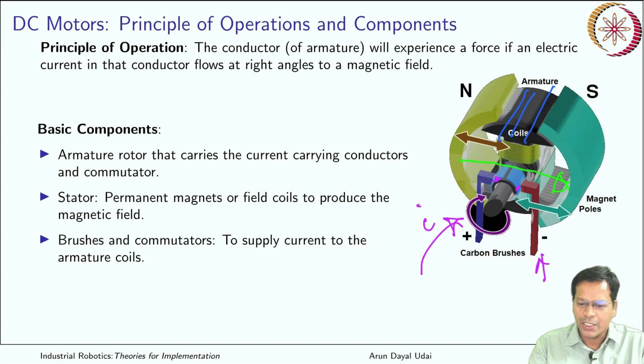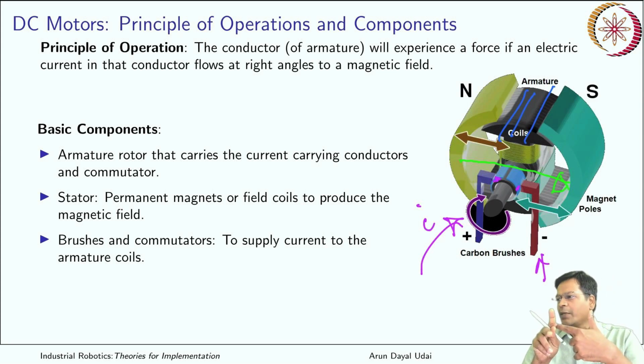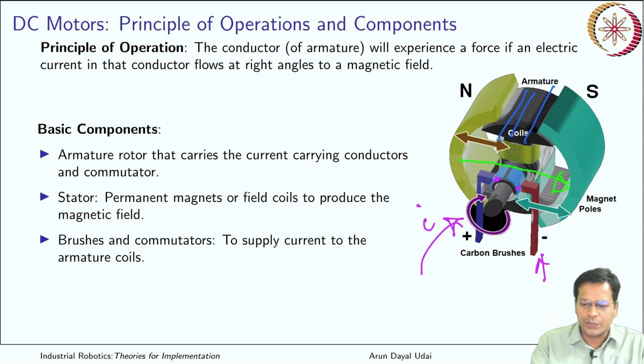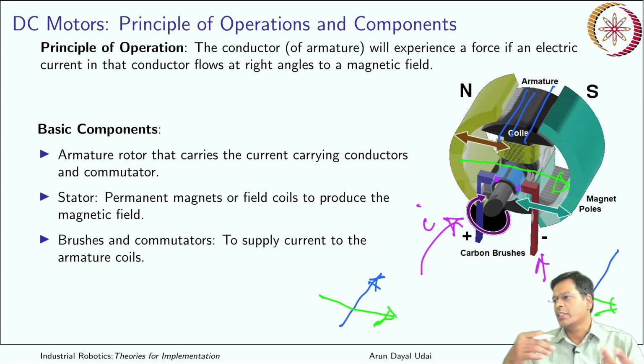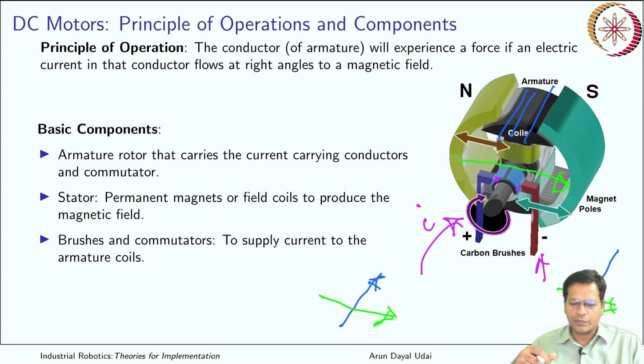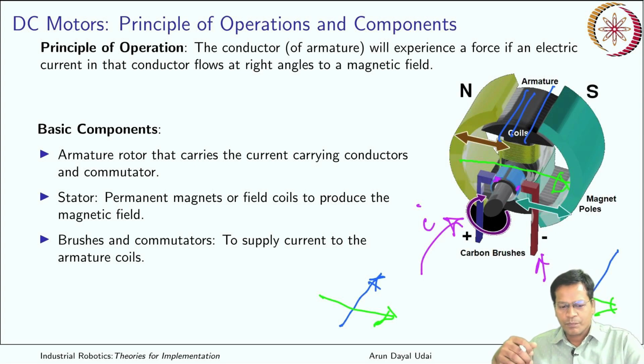From here it goes to the conductor, which is now orthogonal to the field. If you are somewhere in the cleaner space, this is the conductor, this is your field. Finally, you will see a cross product of these two. It will give you a force which is perpendicular to both of them. This force will now create a torque. So how? Let us see.